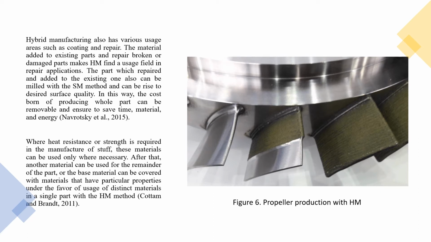In this way, the cost of producing the whole part can be eliminated, saving time, material, and energy. Where heat resistance or strength is required in the manufacture of a part, these materials can be used only where necessary. After that, another material can be used for the remainder of the part, or the base material can be covered with materials that have particular properties, thanks to the usage of distinct materials in a single part with the HM method.